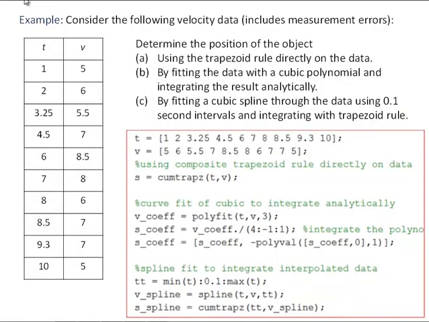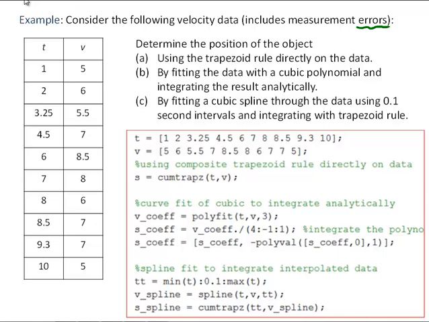So let's look at another more detailed example of calculating the integral of some data using MATLAB. So here's some velocity data again as a function of time. It's not equally spaced, and we're told that this data does include some measurement errors. We're going to determine the position of the object using three methods. First, we'll use the trapezoid rule directly on the data.